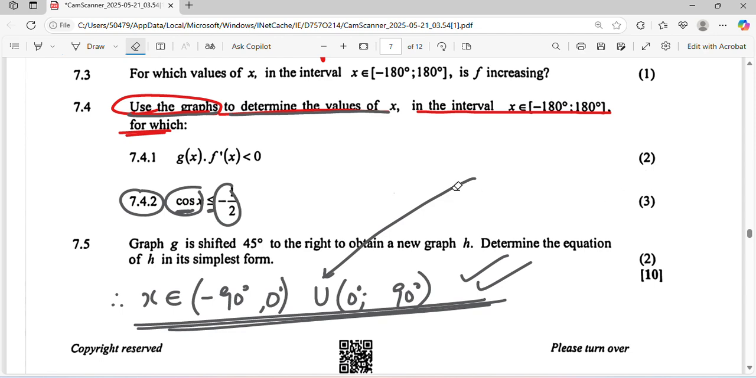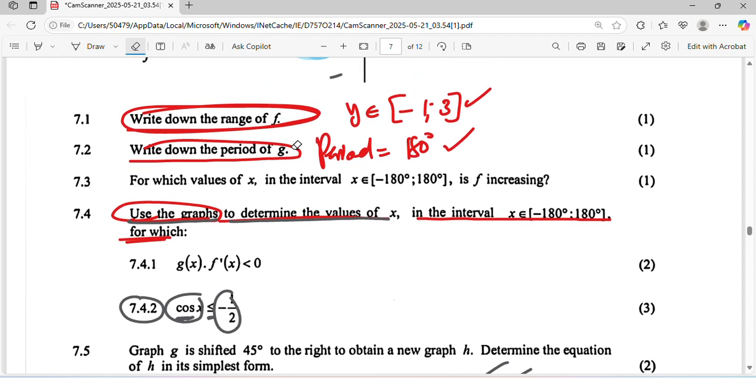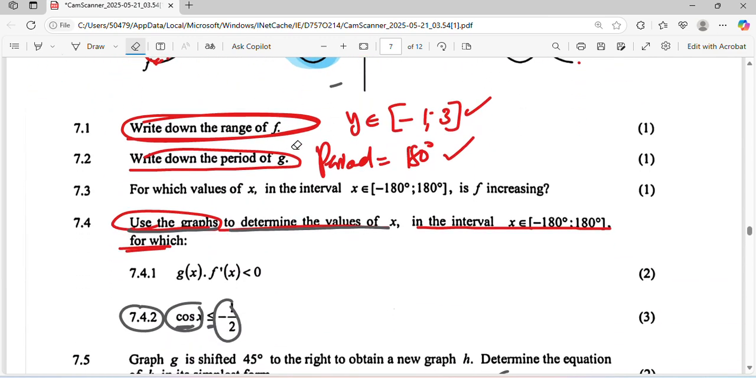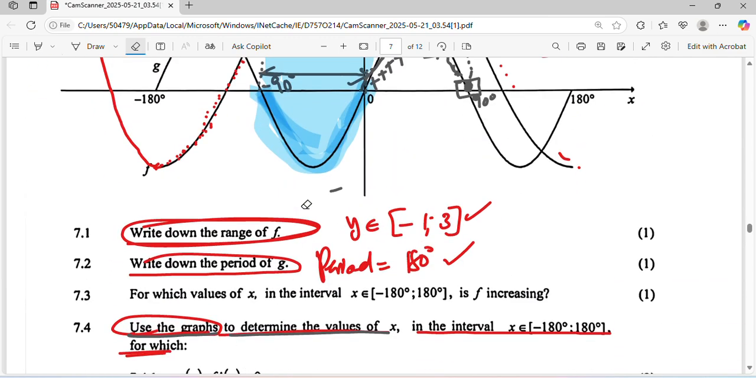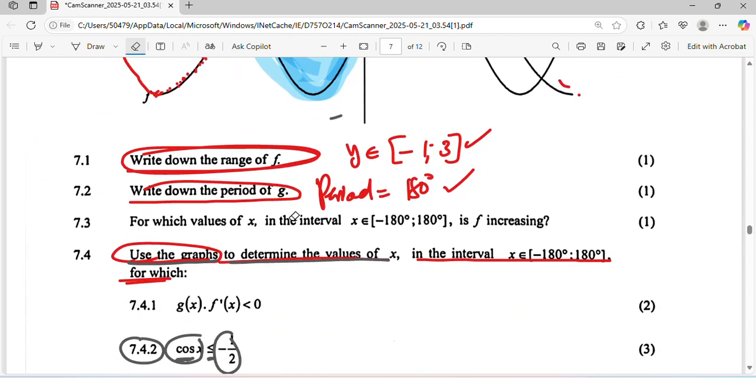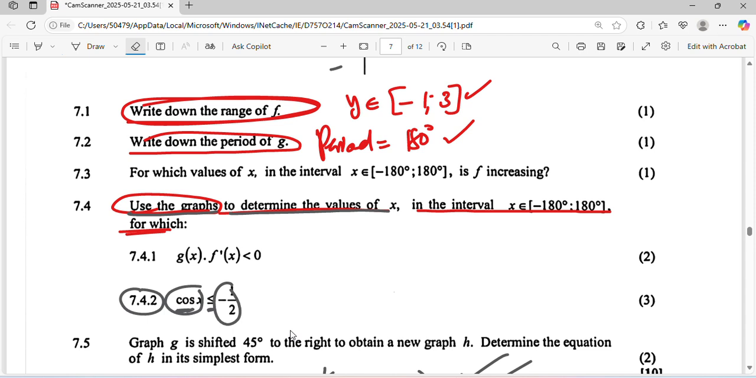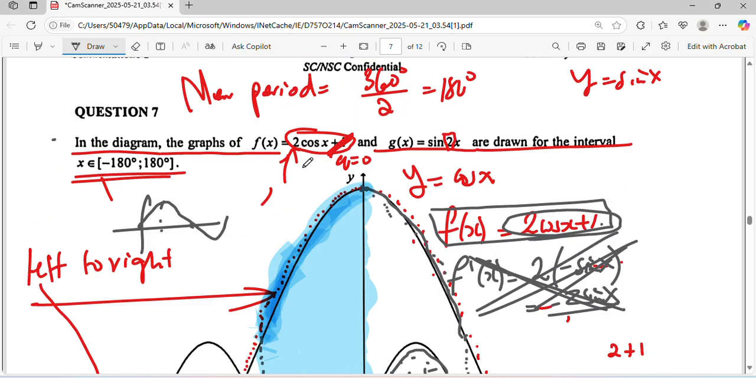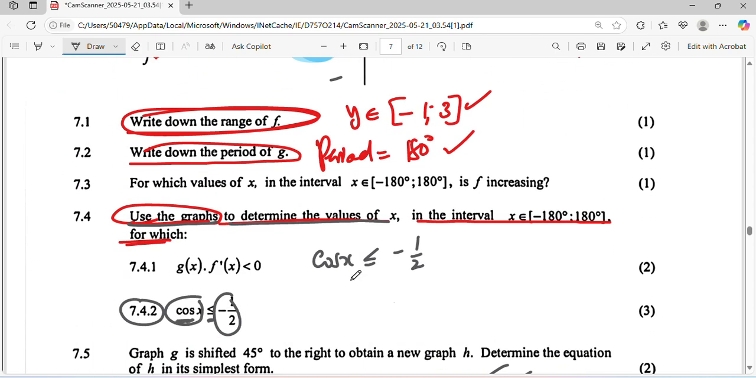Now this is what I'm going to do. Can you see that here we have 2 cos x plus 1, but here they are saying cos x is less than or equal to negative 1 over 2? You are going to have to use this graph. The one that we are given here is 2 cos x plus 1, so we must form that graph here.